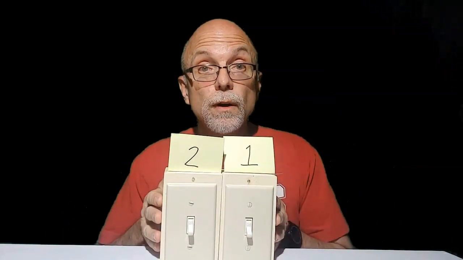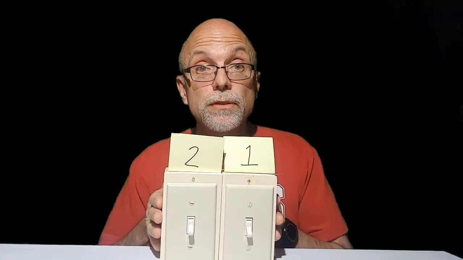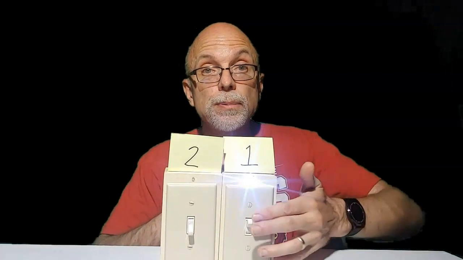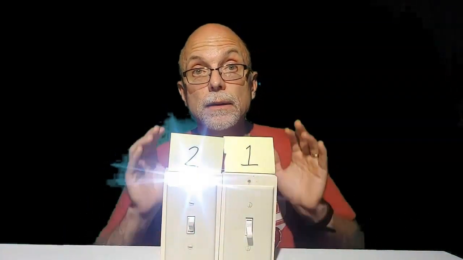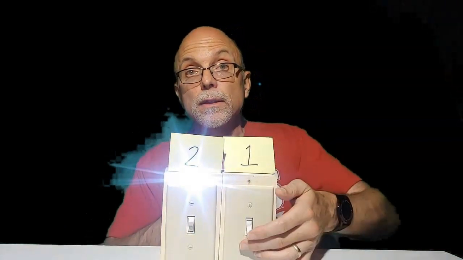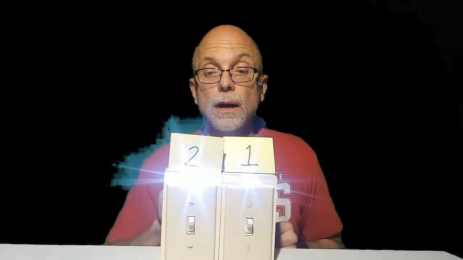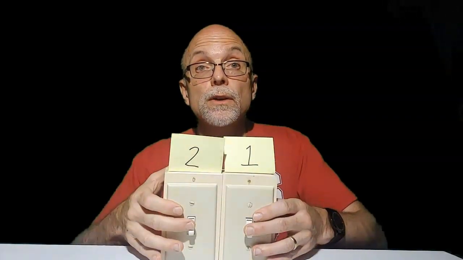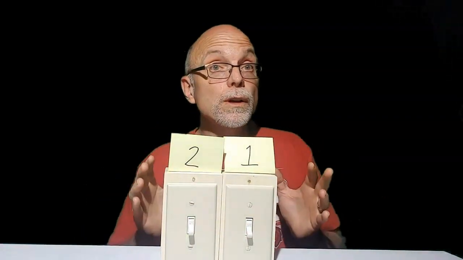So in its current state, this represents 0 because all the switches are off. This represents 1. This represents 2, and wait for it, this represents 3 because 1 plus 2 equals 3. So now I can represent 4 digits with 2 switches. Pretty cool.